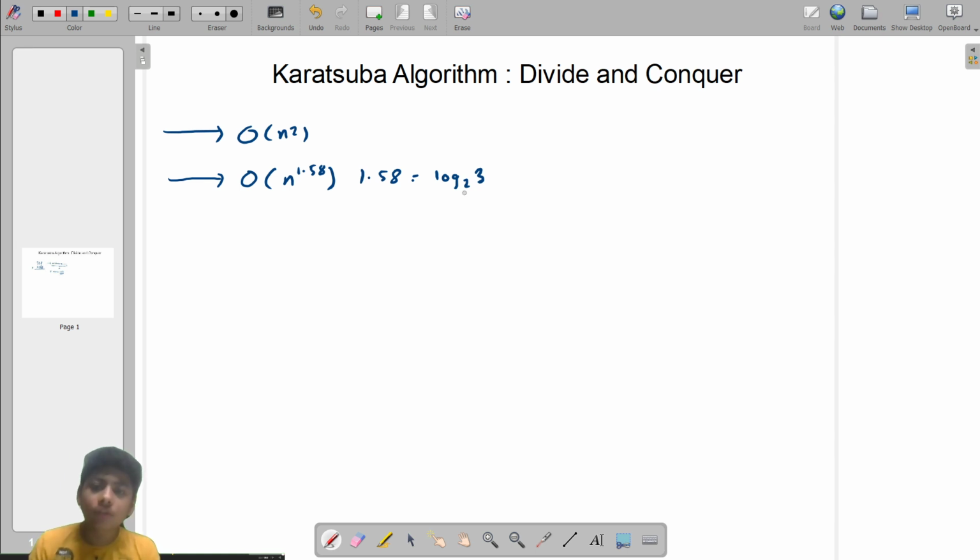Now, how does this Karatsuba algorithm work? Just wait a minute. We will understand completely how the time complexity comes. What is this algorithm? What are the steps which we perform? So, for understanding the steps which we perform, let's take two numbers, x and y. I need to multiply these numbers to obtain the value of z, suppose.